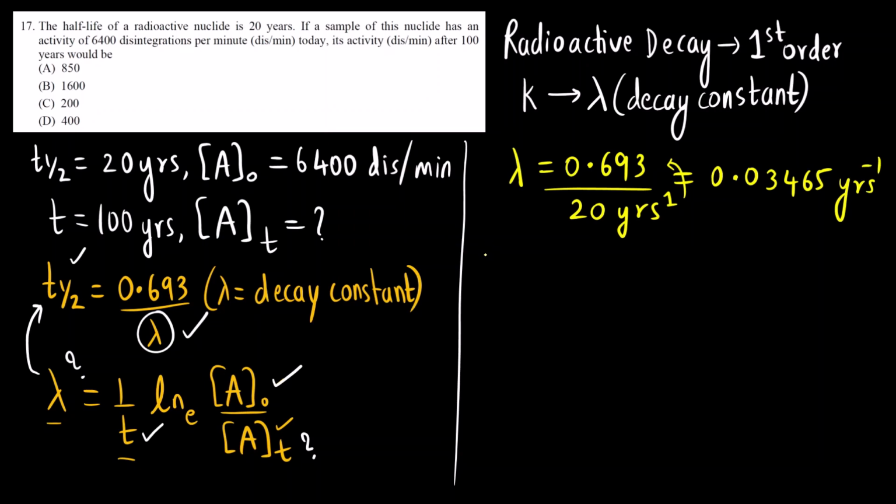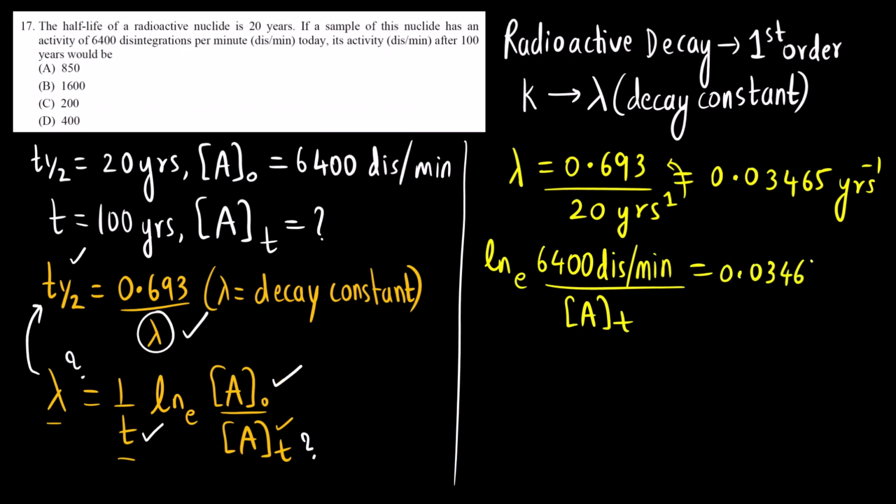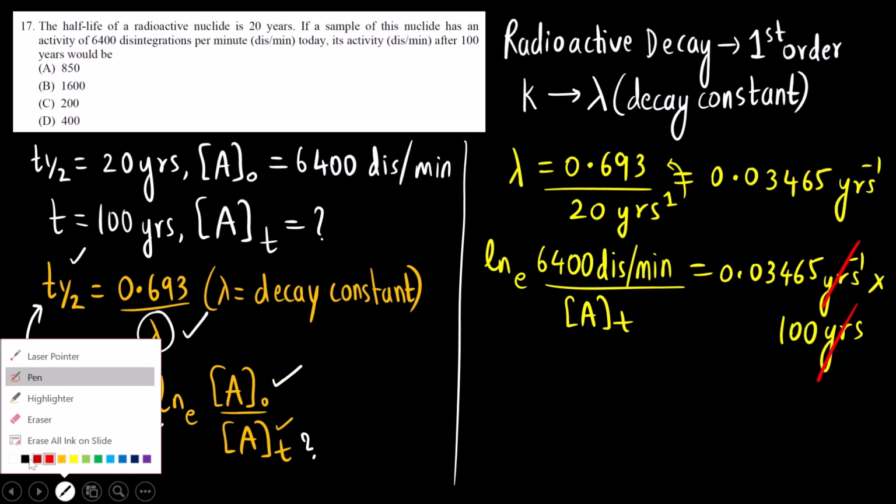So lambda into T. ln, base E, of A naught, which is given as 6400 disintegrations per minute, divided by AT, which we have to calculate, is equal to lambda T. Lambda is 0.03465 year inverse, multiplied by the time given, which is 100 years. You can see years and year inverse get cancelled. That is what we want, because e raised to anything should be a number with no units.